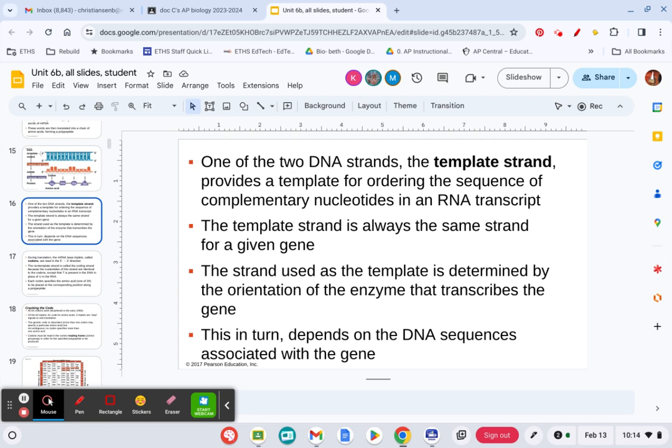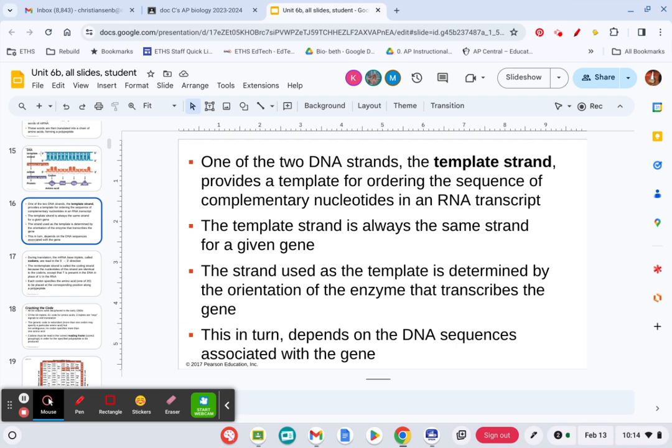So when we do gene expression, we're only going to use one of those strands, and that strand is going to be called the template strand. Okay, it's going to be called the template strand. And that is the one that our mRNA is going to work off of. Okay. So the template strand is always the same strand for the given gene.